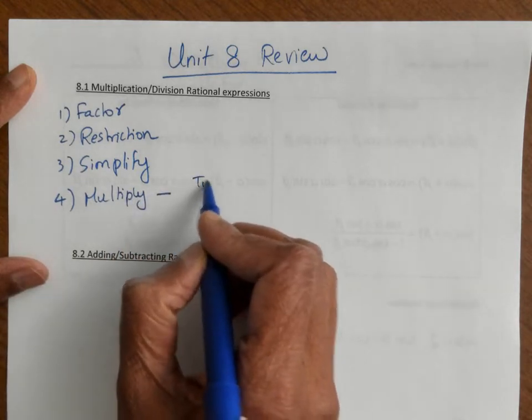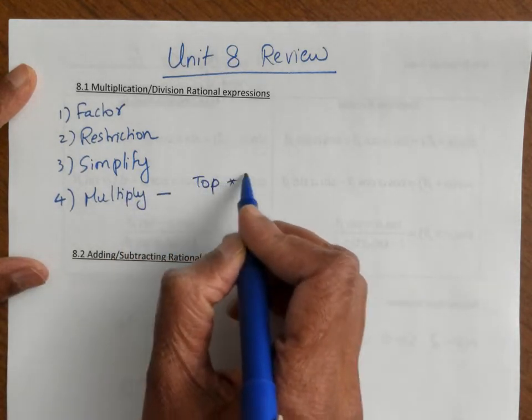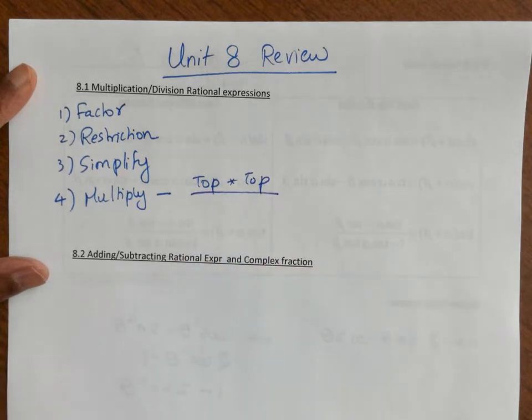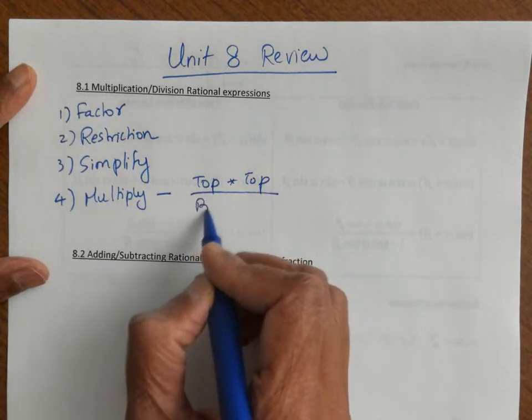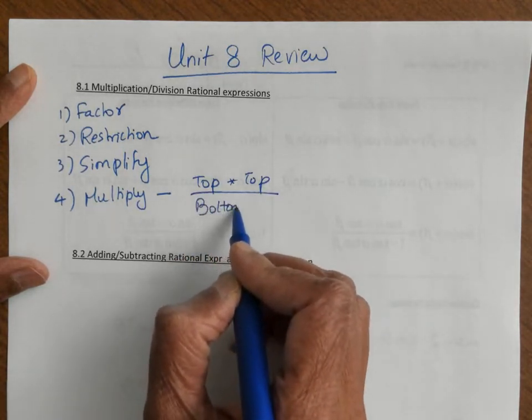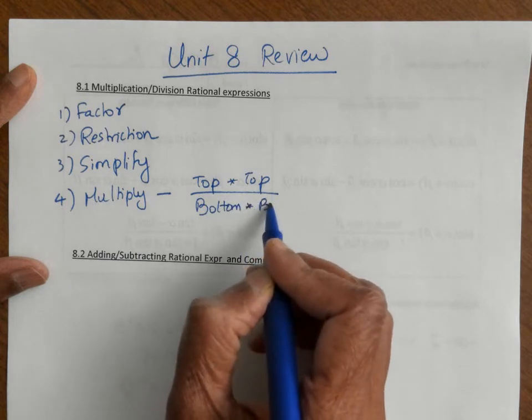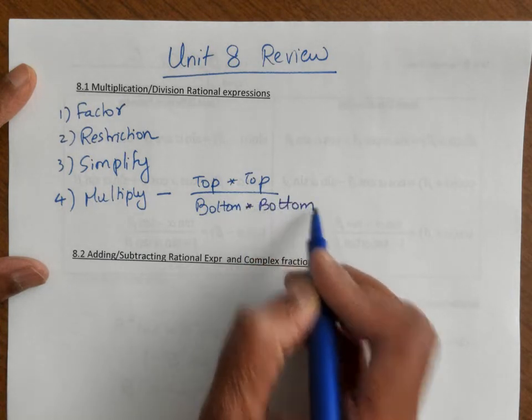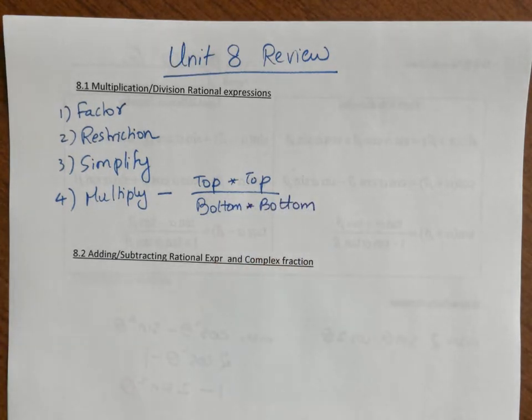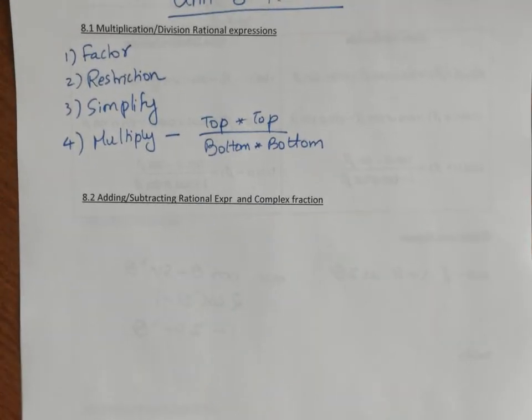You multiply top to top. Anything in the top, you multiply them with each other, and then you multiply bottom to bottom. Yes, everybody clear about how we multiply rational expressions? This one is pretty straightforward. Okay. Adding, subtracting. That was 8.1.